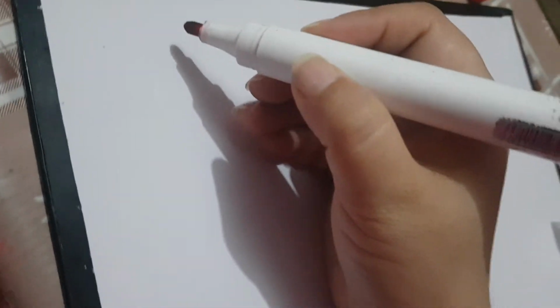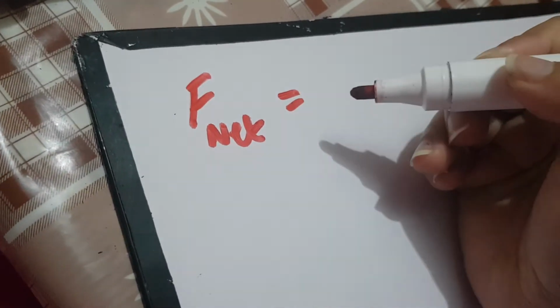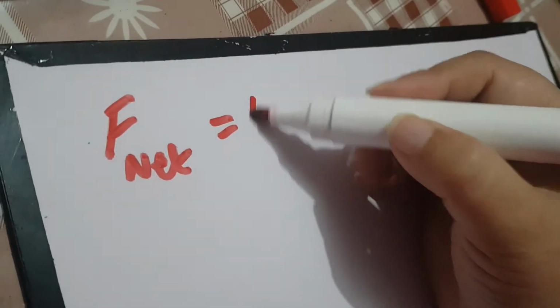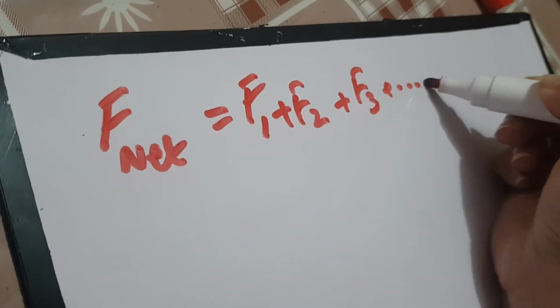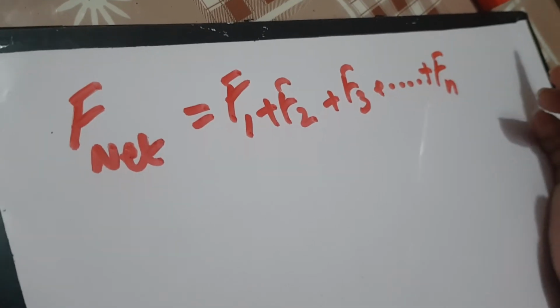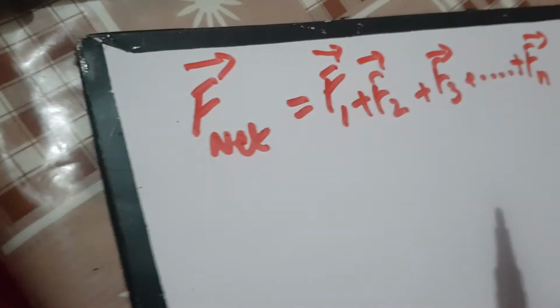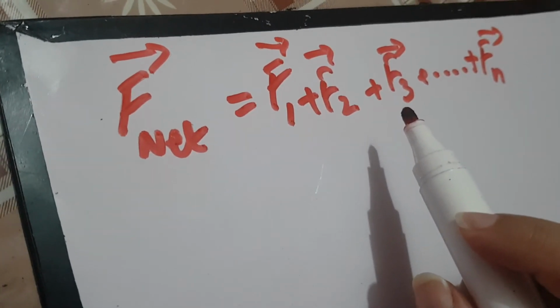For example, if several forces are acting on an object, how will you find the net force? Net means the total force after addition, right? So the net force, the total force, is the sum of all forces. If there are so many forces acting on a body, you can add them all: F1 plus F2 plus F3 plus so on up to Fn, where Fn is the nth, the last force. Because this is a vector quantity, you have to add them vectorially, and algebraically you also have to add the magnitudes. So this addition is very, very simple.